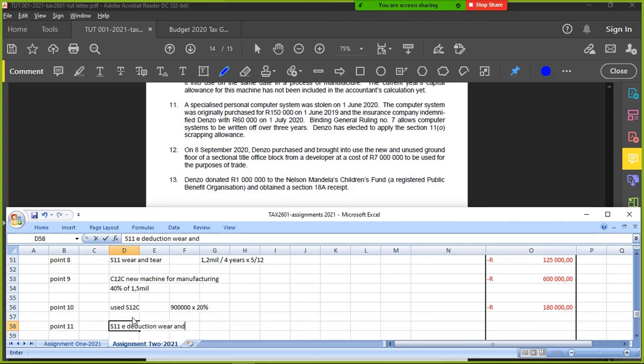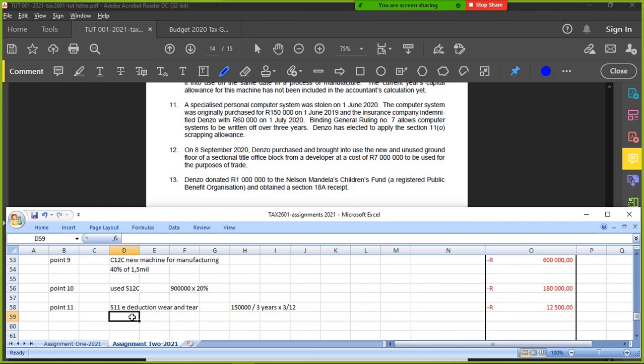So wear and tear. How long have I used this for? The computer system was purchased for 150,000 and written off over 3 years, so divided by 3 years times. When was it stolen? On the 1st of June. So how many months did I use it for? March, April, and May, 3 months. Do you agree? Yes. So your wear and tear allowance would be 150,000 divided by 3 times 3 over 12. You can claim 12 and a half. Then we need to calculate the scrapping allowance.